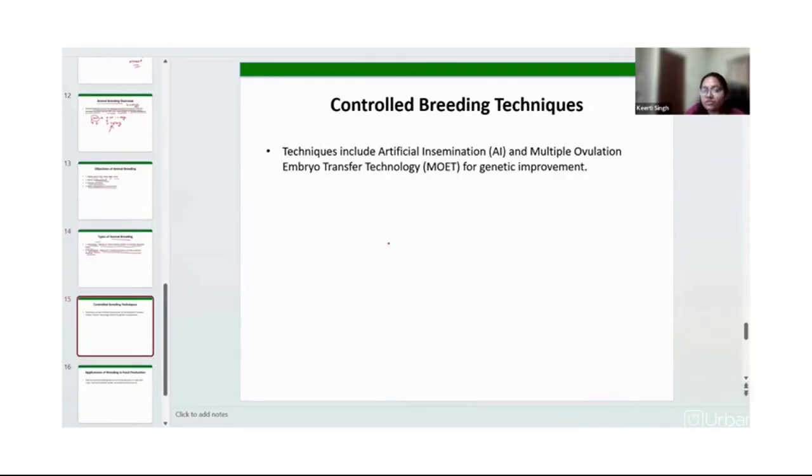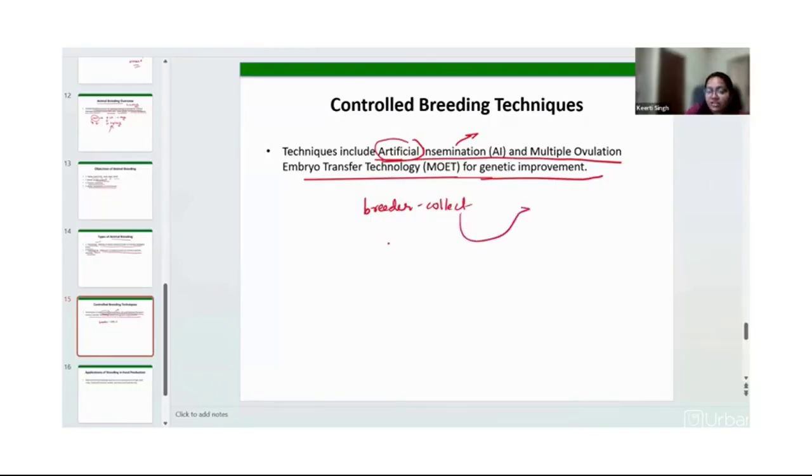Some techniques are also used. For example, artificial insemination, multiple ovulation embryo transfer technology, for genetic improvement, right? For example, artificial insemination, you already know, insemination is the release of male sperm into the female tract, right? So, artificially means the breeder will collect the sperm and will artificially transfer it to the female, right?